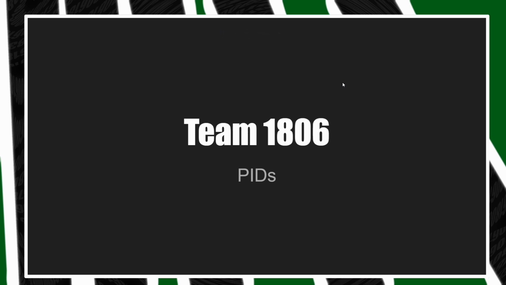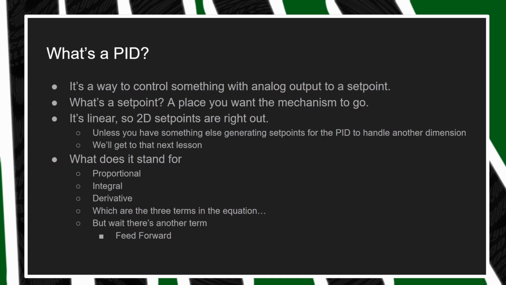Tonight we're going to talk about PIDs, the thing we use a lot on our robots. What's a PID? It's mostly useful to remember what it's good for, which is a way to control something with analog output to a set point. Analog output, like our motors, they're not just on and off. You can give them percentage powers. So it's a way to use math to vary the output to get something to a set point, ideally smoothly.